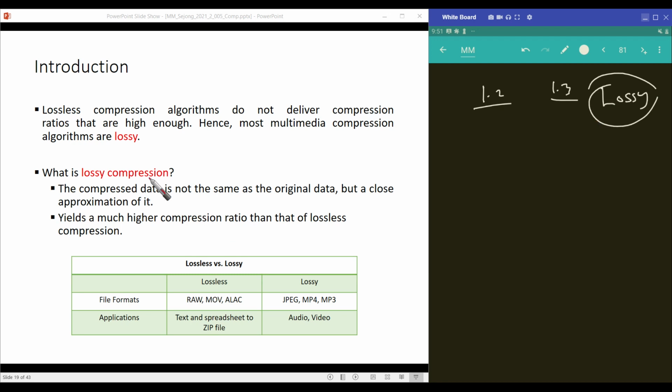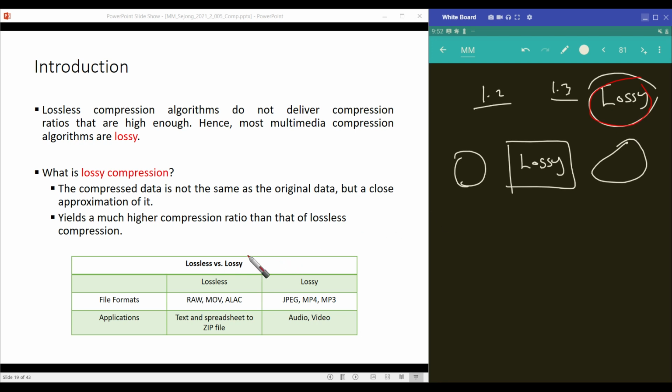So lossy compression means that the compressed data is not the same as the original data, but it's a close approximation of it. We had this original data, after the compression, which we call lossy compression, we get the data. But this is not exactly the same as the original, it's a close approximation. And definitely it provides a much higher compression ratio compared to lossless compression. So this is basically lossless, not lossy, right? So you just correct that one.